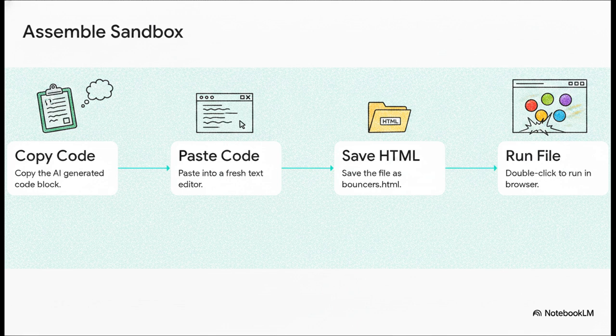And this setup is just incredibly empowering. It's literally 4 brisk steps. Step 1, copy the code from the AI. Step 2, paste it into a blank text editor like Notepad. Step 3, save it as bouncers.html and make sure you select all files so it doesn't accidentally save as a text document. And step 4, simply double-click it to run.